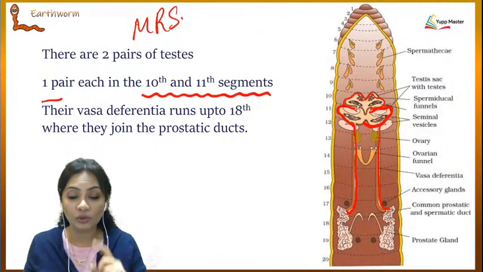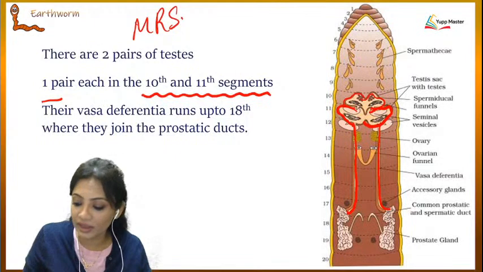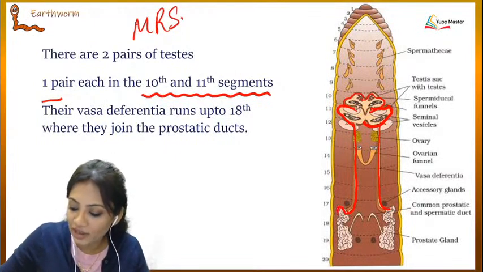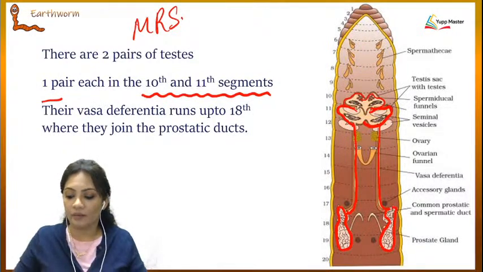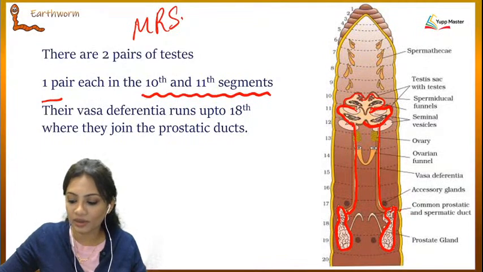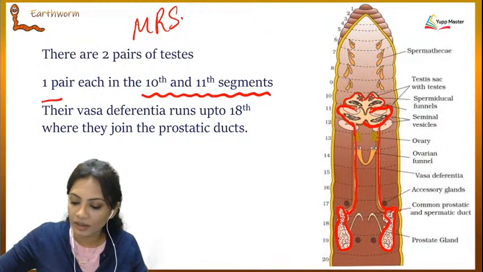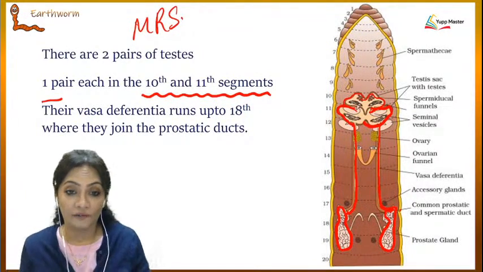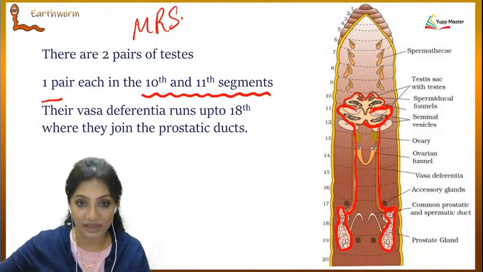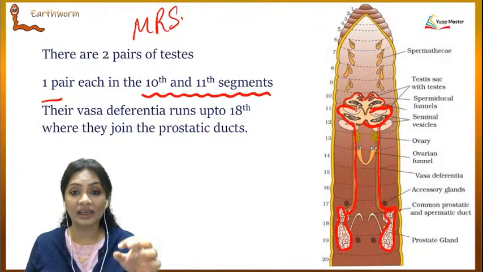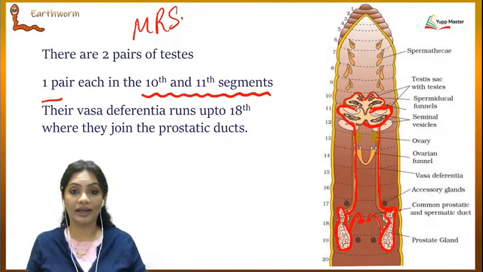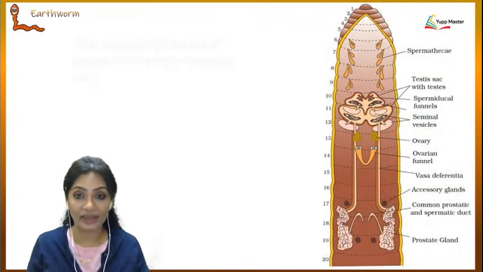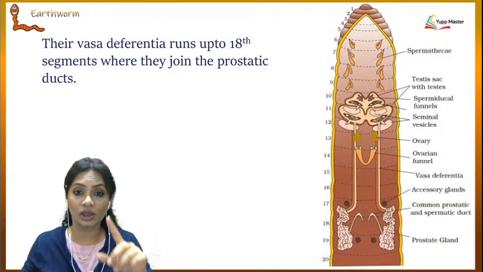At the 18th segment, what do they join with? They're going to be joining with the prostatic ducts. How? First, let's locate these: these are the prostate glands. When you see these prostate glands, the prostatic ducts are going to be there, and this is the duct coming from the testes, that is the vas deferens. It is going to join with the prostatic duct, and together they will be opening into this part over here, which is going to be called the male genital pore. Okay, so the vas deferens runs all the way up till the 18th segment.